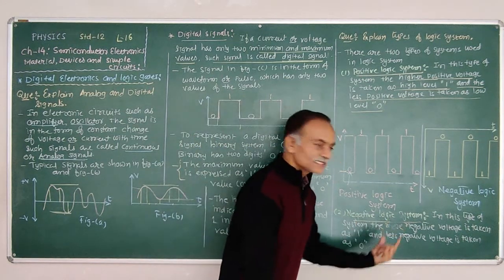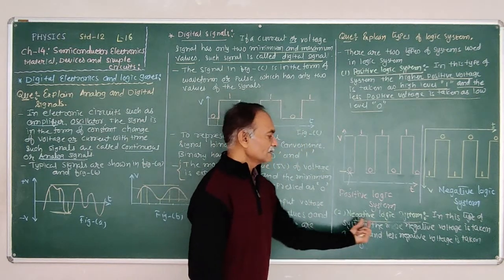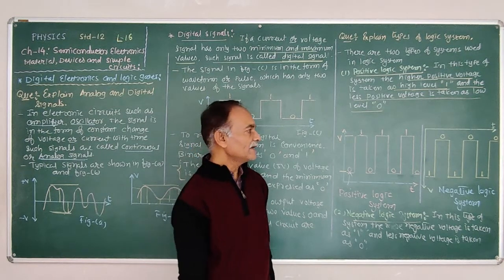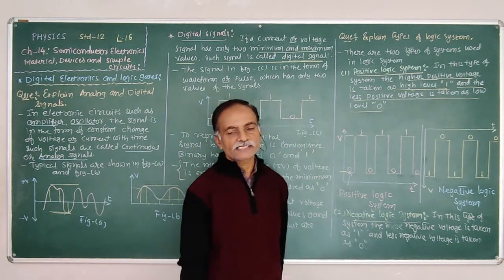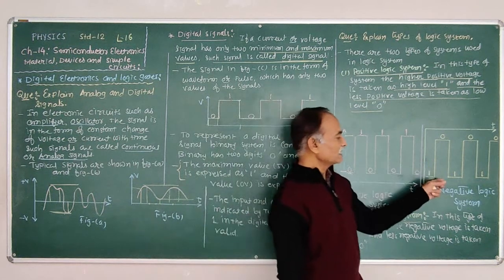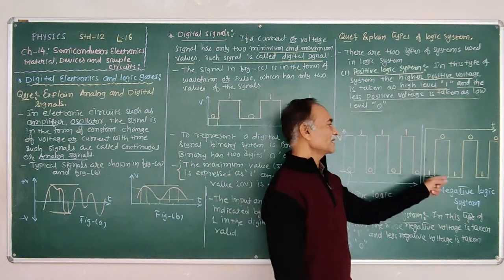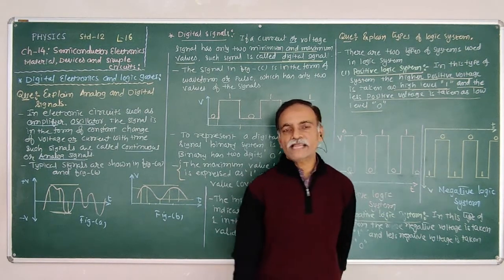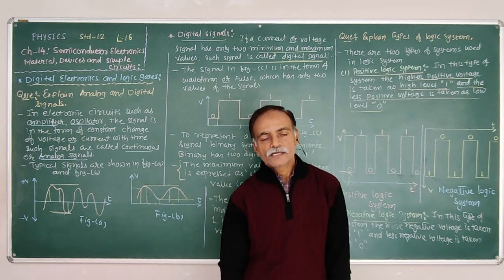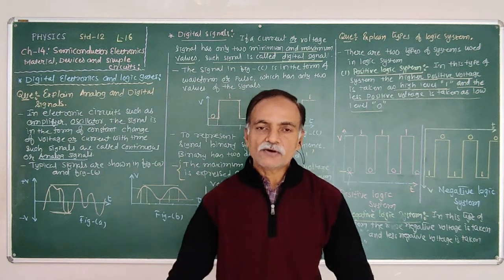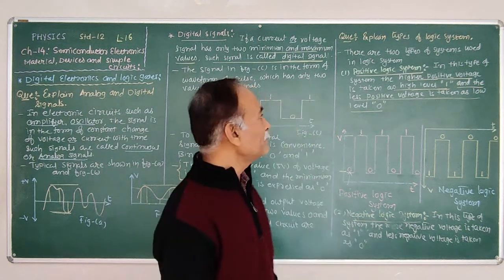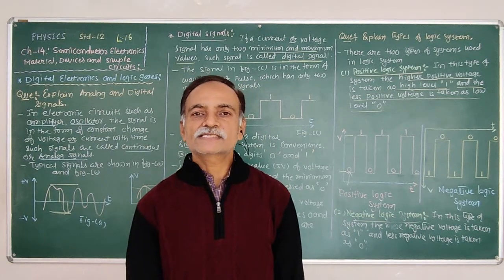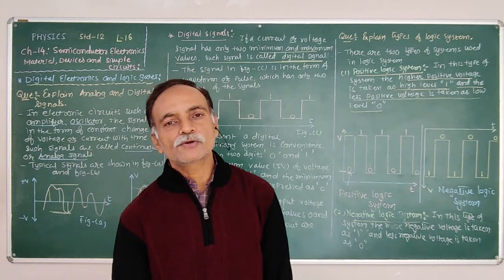While in the negative logic system, the more negative voltage is taken as 1 and less negative voltage is taken as 0. More negative voltage, that means the less value, is taken as 1, and less negative voltage, that means the more value, is taken as 0. So there is the difference between the analog signal and digital signal and the different types of logic system. After that, we consider what is the logic gate and the types of logic gates.